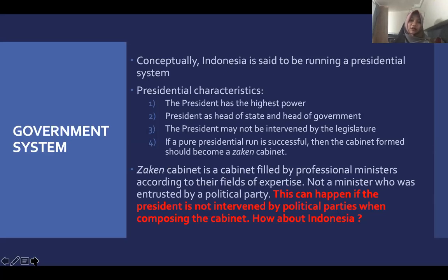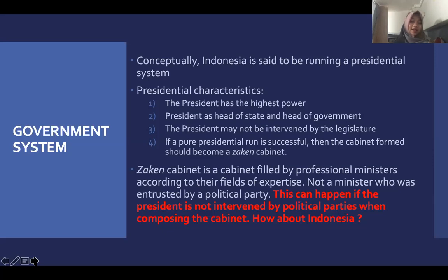I already discussed it in the first PPT, that even when we try to use the presidential system, we still have many problems, right? As I mentioned before. And here are the presidential characters: first, the president has the higher power. Do you think that the president now has the higher power? Second, the president is head of the state and head of the government.